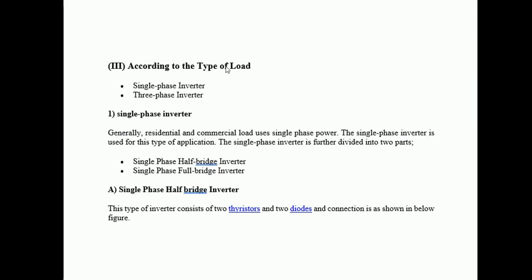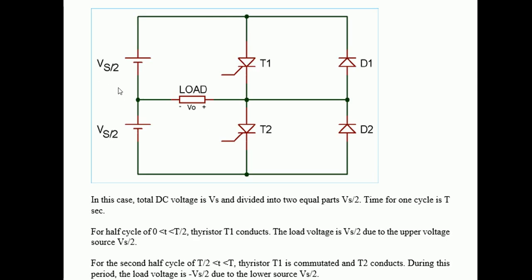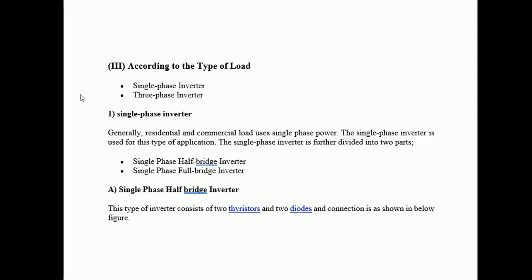Now, according to the type of load: single phase inverter and three phase inverter. A single phase inverter has a single phase load, line and neutral, and a three phase inverter has a three phase load, R, Y, B, red, yellow, blue. If we have a star connection, then we will have a neutral; otherwise we will have a delta. Now this is a simple single phase half bridge inverter.